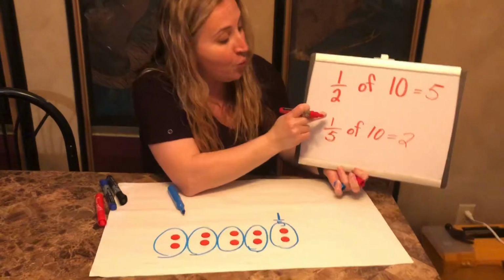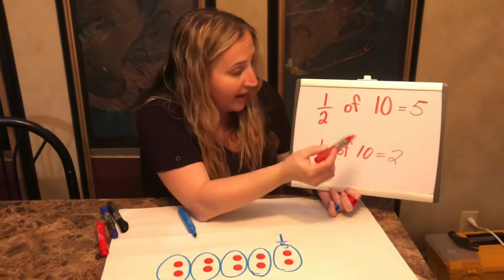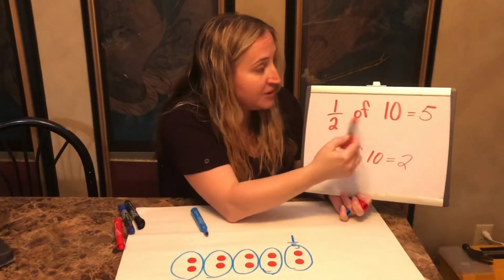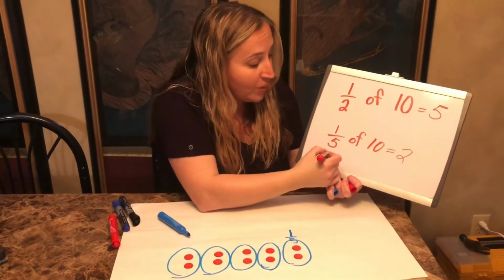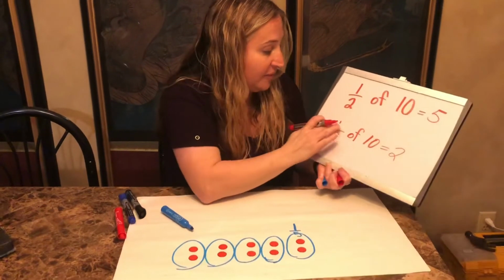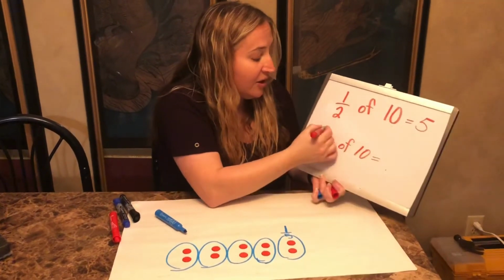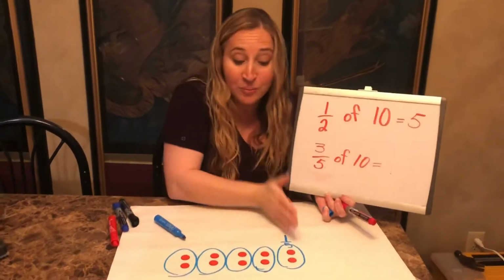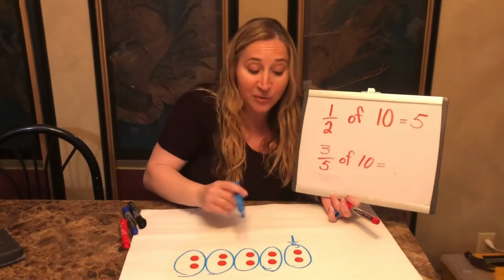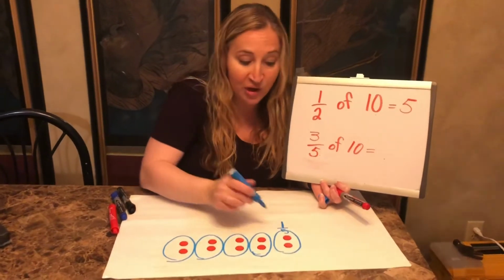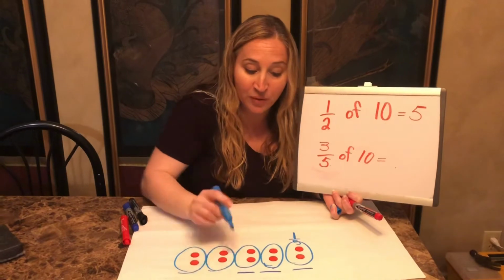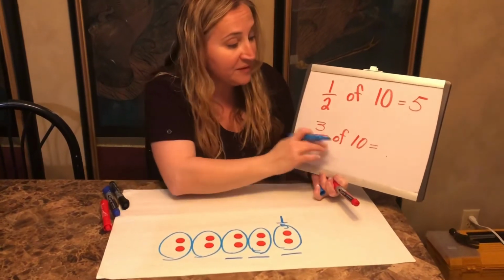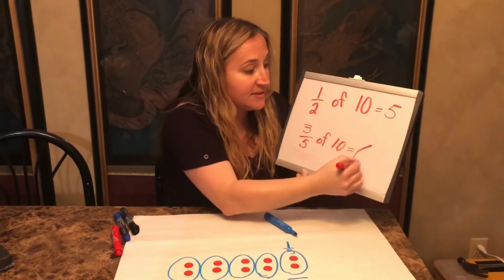So if it's 1/5 or 1/2, if there's a 1 on the top, really you're doing 10 divided by 5 is 2. 10 divided by 2 is 5. But what if I say, what is 3/5? I'm going to just erase this to make it easier. 3/5 of 10. So this is why, again, you put them into 5 groups and you count 3 of the 5 groups. So if I look at 1, 2, 3 groups, 2, 4, 6, I have 6. 3/5 of 10 is 6.